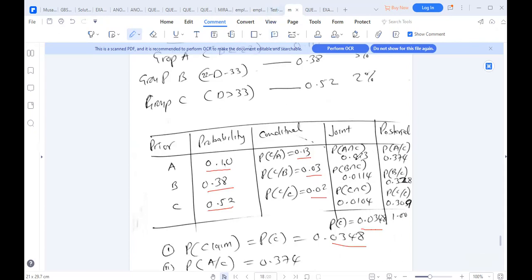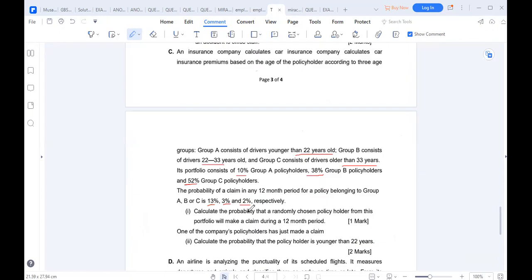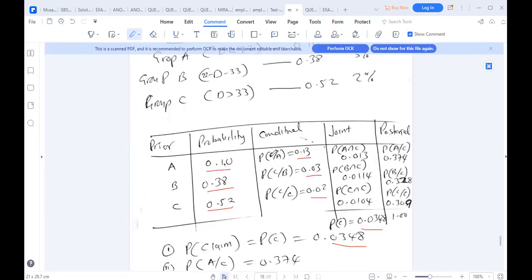Then they'll ask you, Mr. Collins, sorry, how are you getting the 0.13, 0.03, 0.02? You're given in the question here the probability that in 12 months to make a claim. So A is 13, B is 3. When they say respectively, it follows that this one is for this, B is for 3%, and C is for 2%. So this is illustrated as claim coming from A, 13%, claim coming from B, 3%, claim coming from C, 2%. And apply this one times that one. It is a claim.